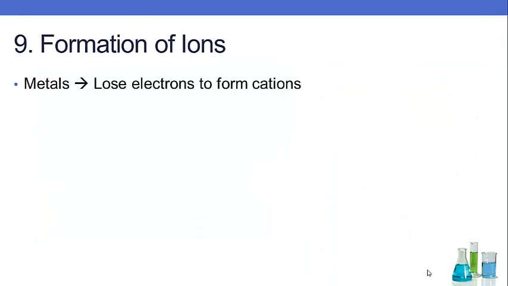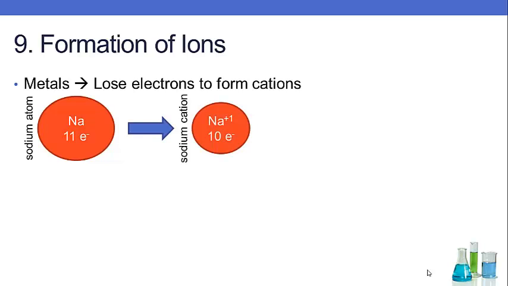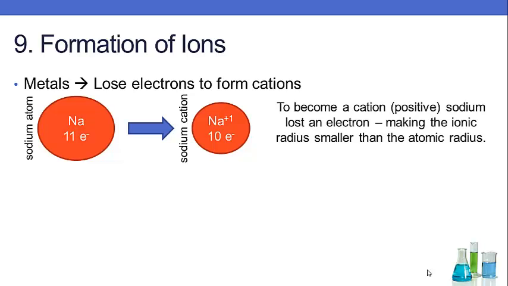The next question is about the formation of ions. Metals tend to lose electrons and form cations. So here's a sodium atom. This is a metal, and whenever we form a sodium cation, it becomes Na plus 1. So it only has 10 electrons. We've lost an electron. To become a cation, which is positive, the sodium had to lose an electron, making the radius of the ion smaller than the radius of the atom.